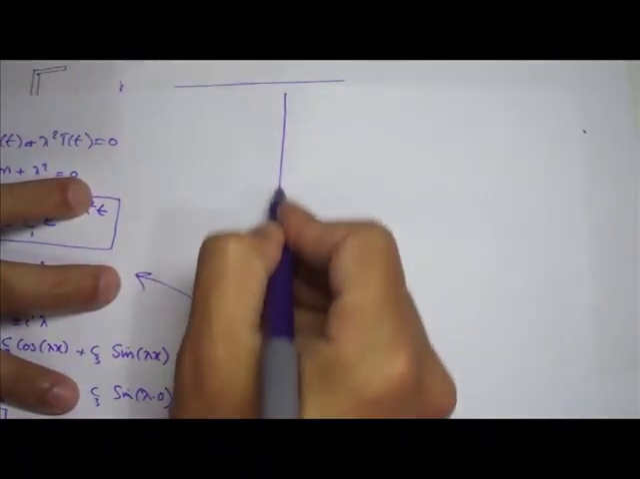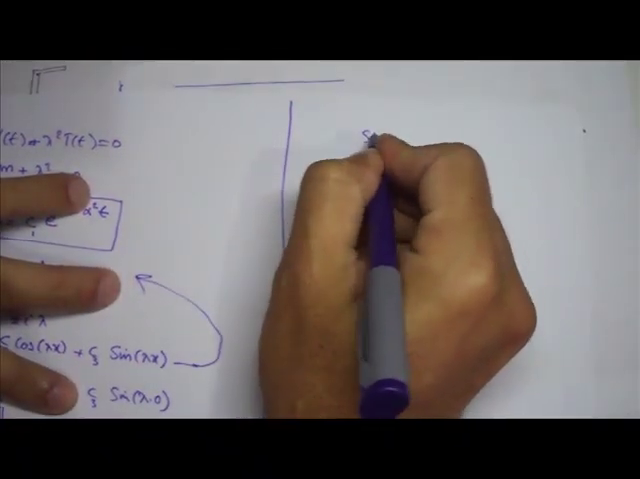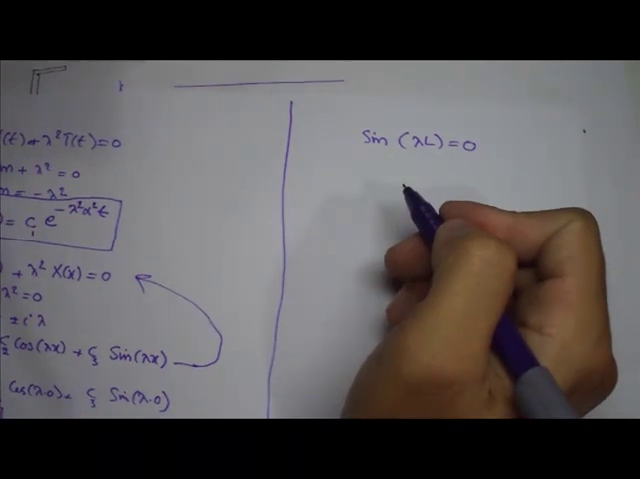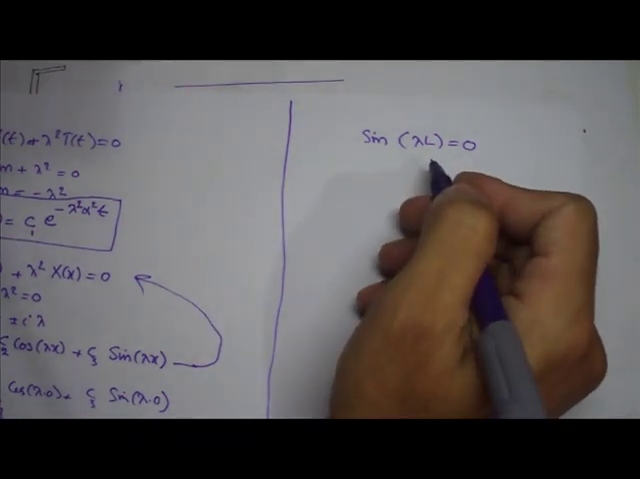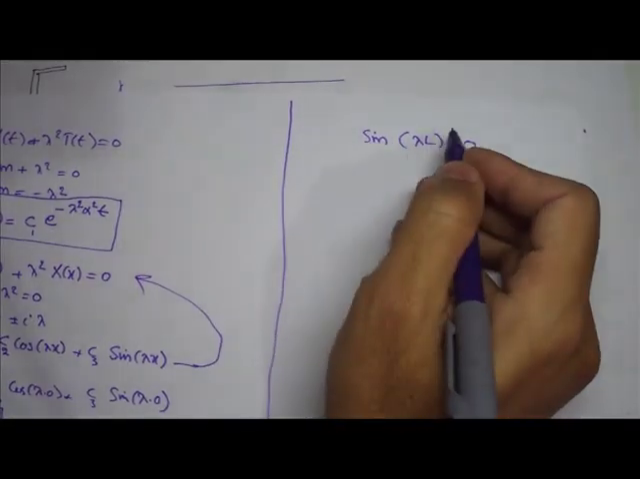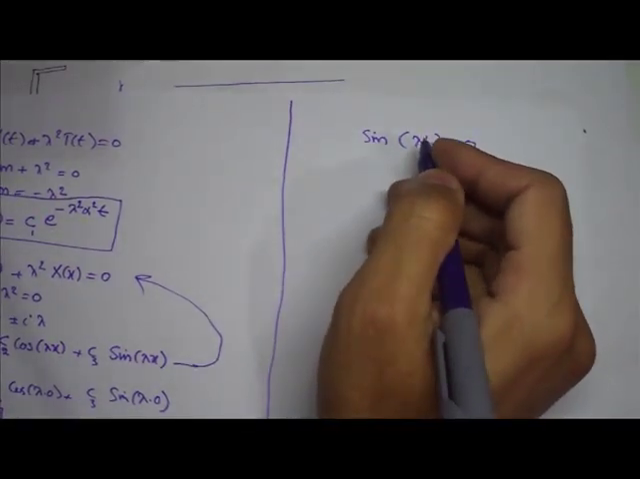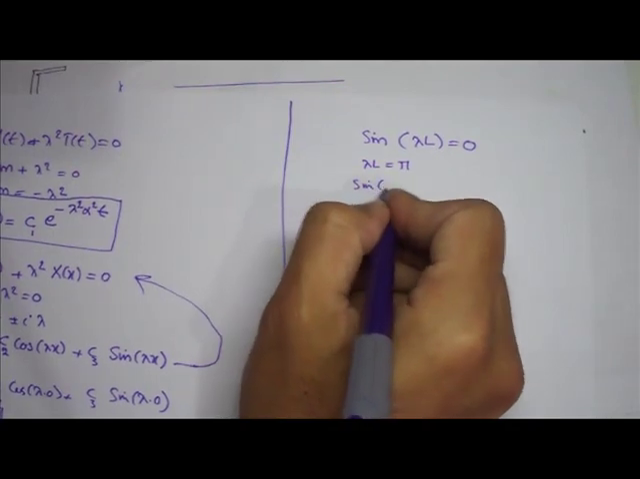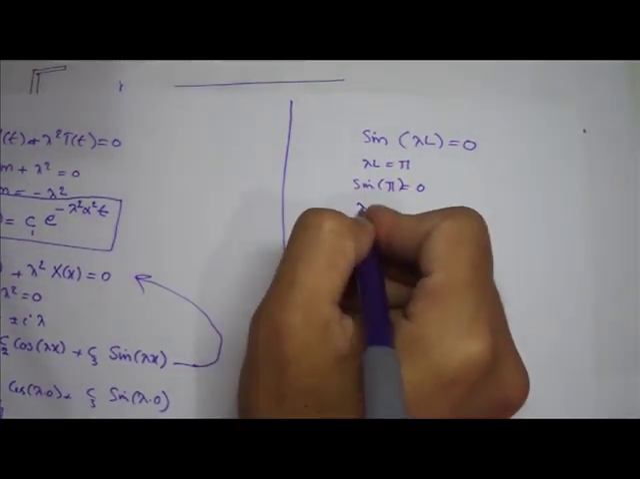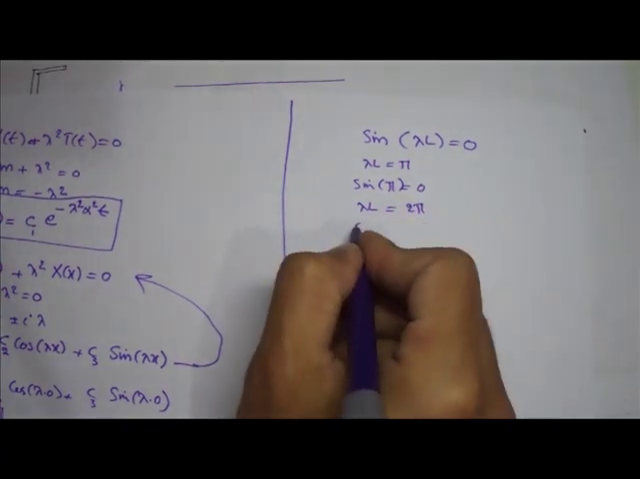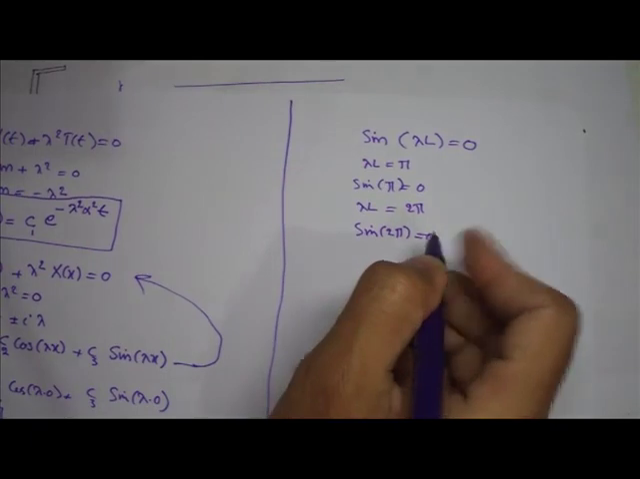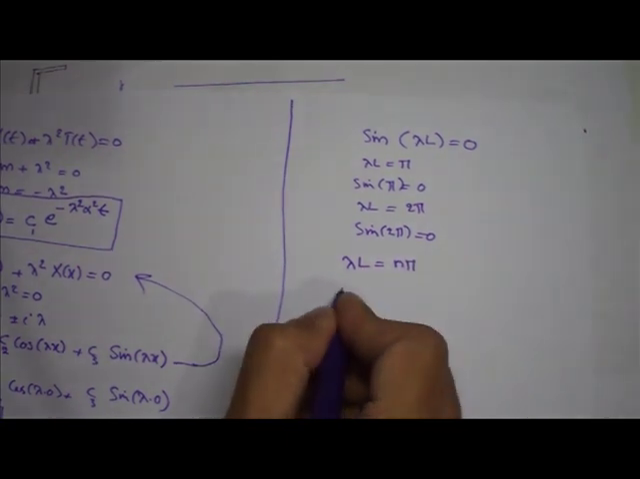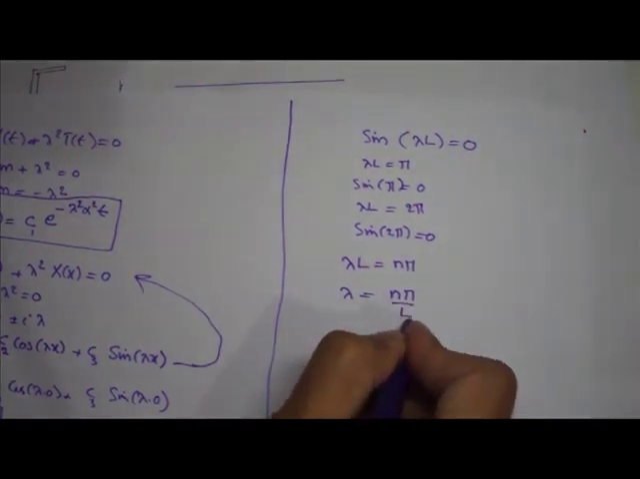So what we get, sin of lambda L is equal to 0. Now what are the choices for the lambda such that sin lambda L is equal to 0? There are many choices. If lambda L is equal to pi, then sin of pi is equal to 0. If lambda L is equal to 2 pi, then sin of 2 pi is also 0. In short, we can write lambda L is equal to n pi, which gives us lambda is equal to n pi over L.